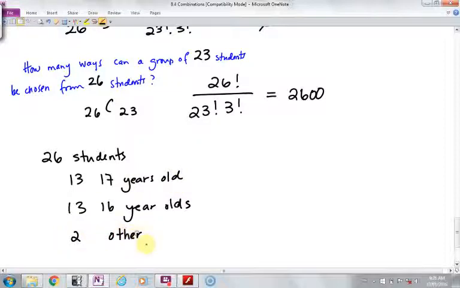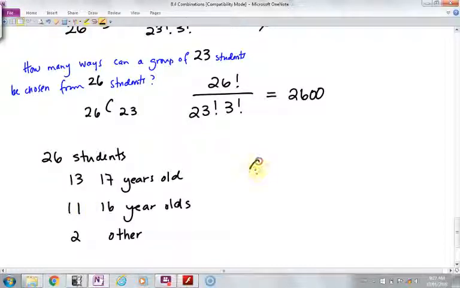How about that? I know that's kind of bad, but I don't want to have any ones. I don't want any singles for a reason. It just makes the problem more interesting. So then I only have 11 of these. Okay, so I have 13 17-year-olds, 11 16-year-olds, and 2 other ages.